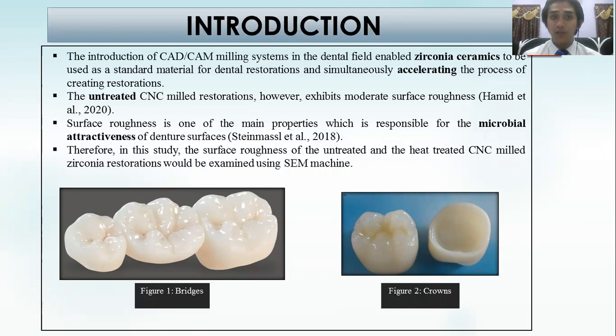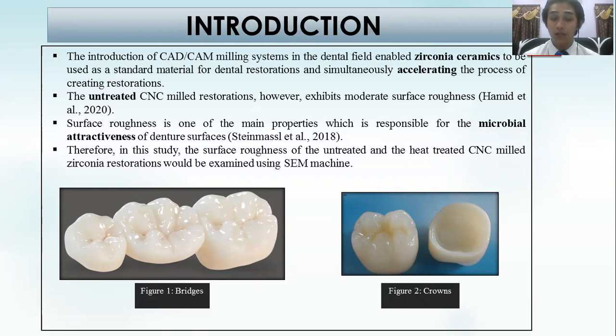The untreated CNC mill restorations, however, exhibit moderate surface roughness due to the reflective deflection between the cutter and the workpiece during the milling process. Surface roughness is one of the main properties which is responsible for the microbial attractiveness of denture surface and has to be monitored in order to avoid any discomfort among the patients during use. Therefore, in this study, the surface roughness of the untreated and the heat-treated CNC mill zirconia restorations will be examined using SEM machine.